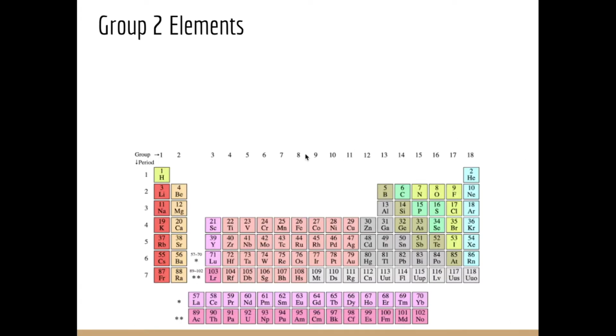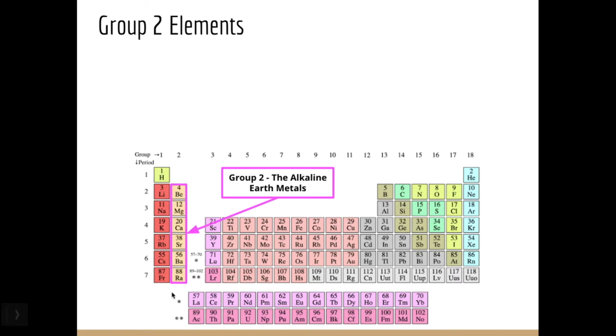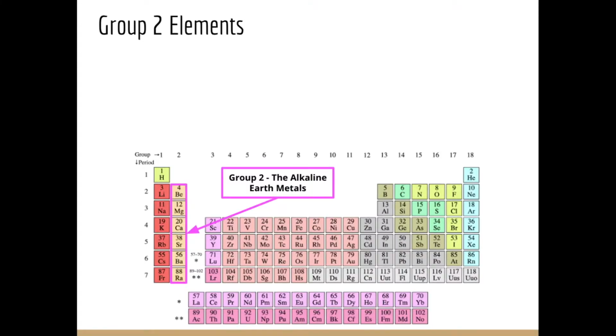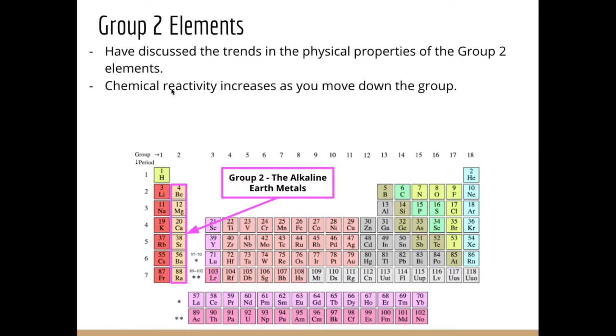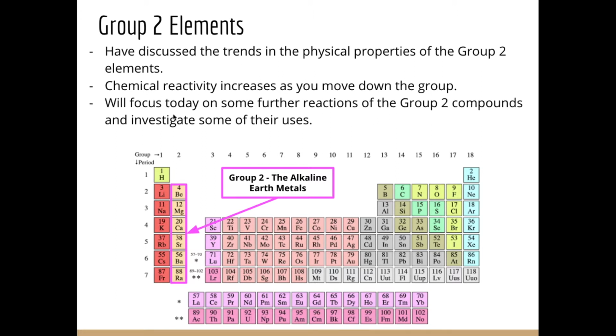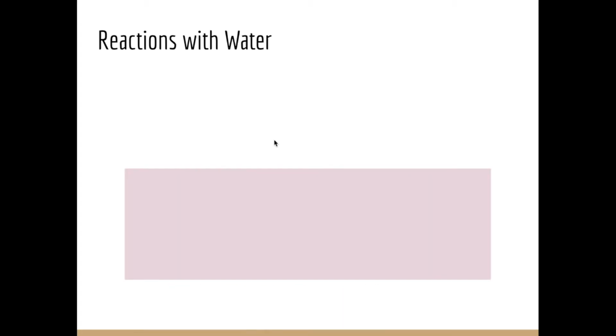So we introduced last lesson the idea of our Group 2 elements, each having 2 electrons in the s valence orbital. And we saw there were trends in both the physical properties as you go down the group and also in terms of their chemical reactivity and the chemical reactions that they undertake. We're looking at a little bit more depth at the chemical reactions that they can undertake and the chemistry of the compounds that will form as a result of that. So we said the chemical reactivity increases as you move down the group. We'll focus today on some further reactions of the Group 2 compounds and investigate some uses.